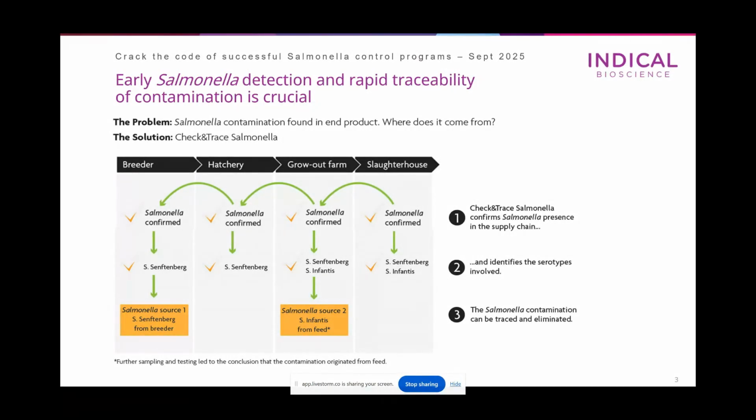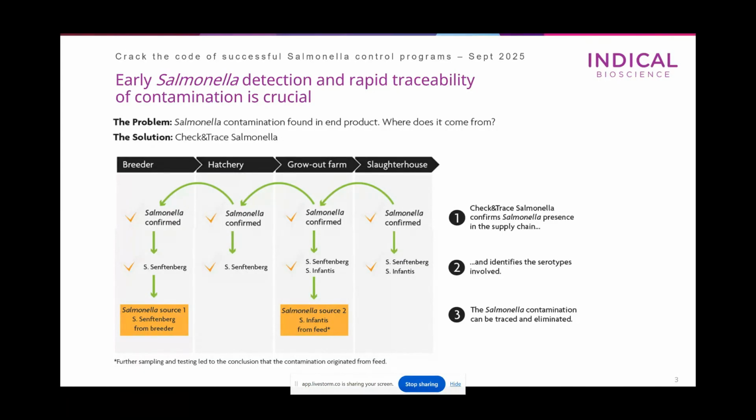So to understand how salmonella moves from farm to fork, we need to know the type that is causing the contamination. In this case, we found Salmonella Septán and Infantis, and this is a real case on the slaughterhouse. What you do is you try to trace it back to the source. In this case, we went through the broiler farms and we found both salmonellas still, Septán and Infantis.